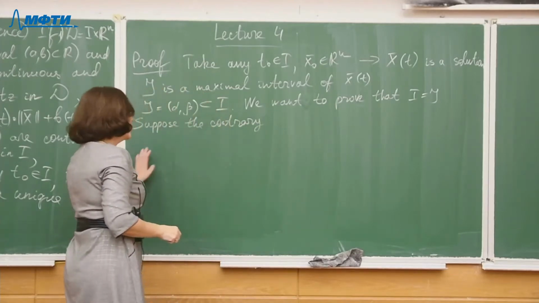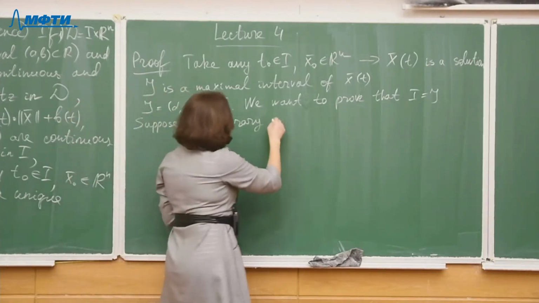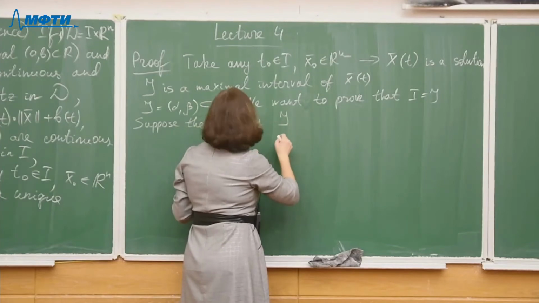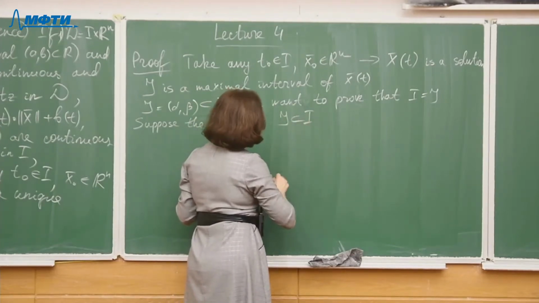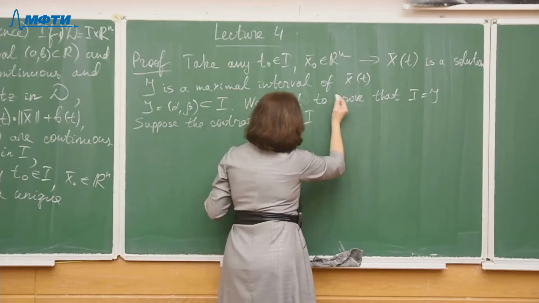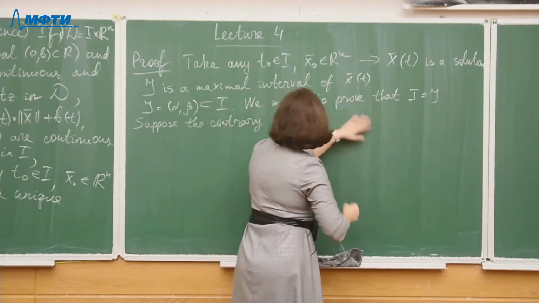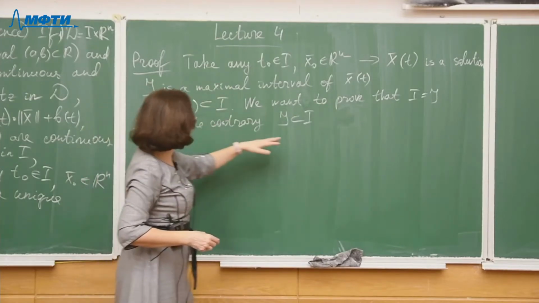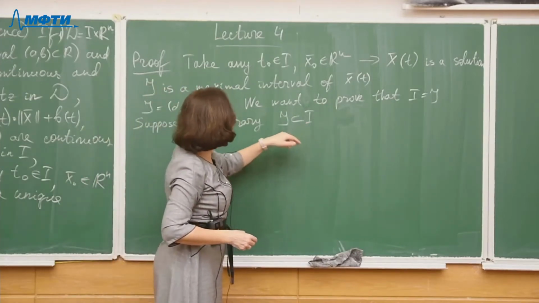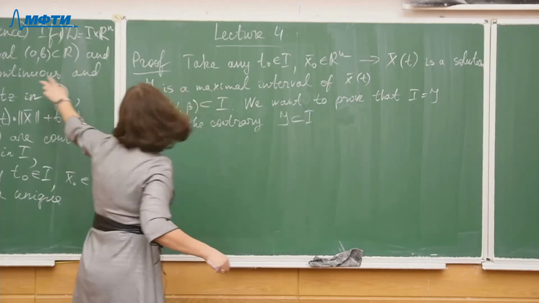So assume that, on the contrary, J is a proper subset of I. So this means that alpha or beta is inside I, where I is (a, b).